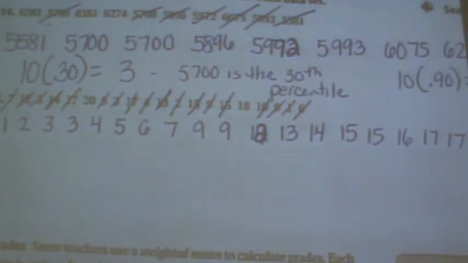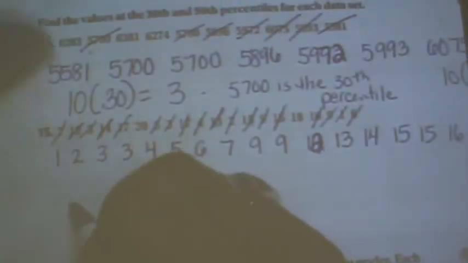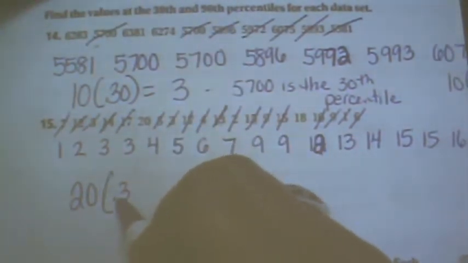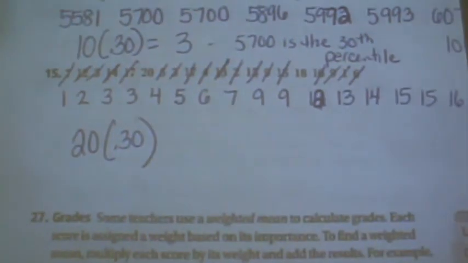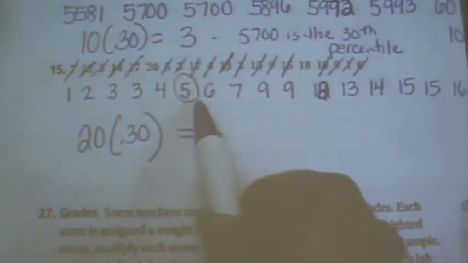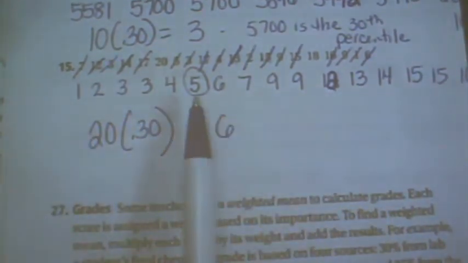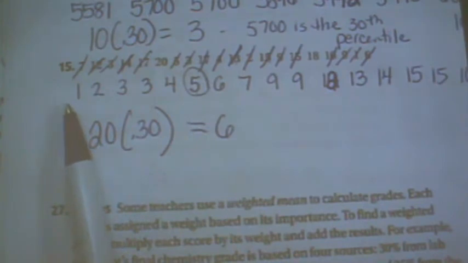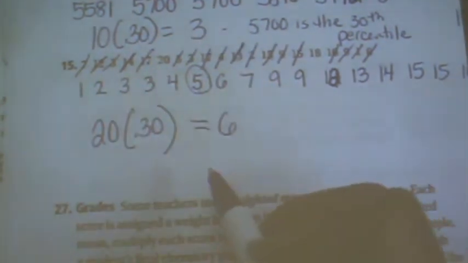Thank you. So we have 20 numbers. So if you're trying to figure out the 30th percentile, what's 20 times 0.30? It'd be 6. You're going to count 6. 1, 2, 3, 4, 5, 6. This number from here down is the 30th percentile. So 5 and below is in the 30th percentile. 5 is the 30th percentile.